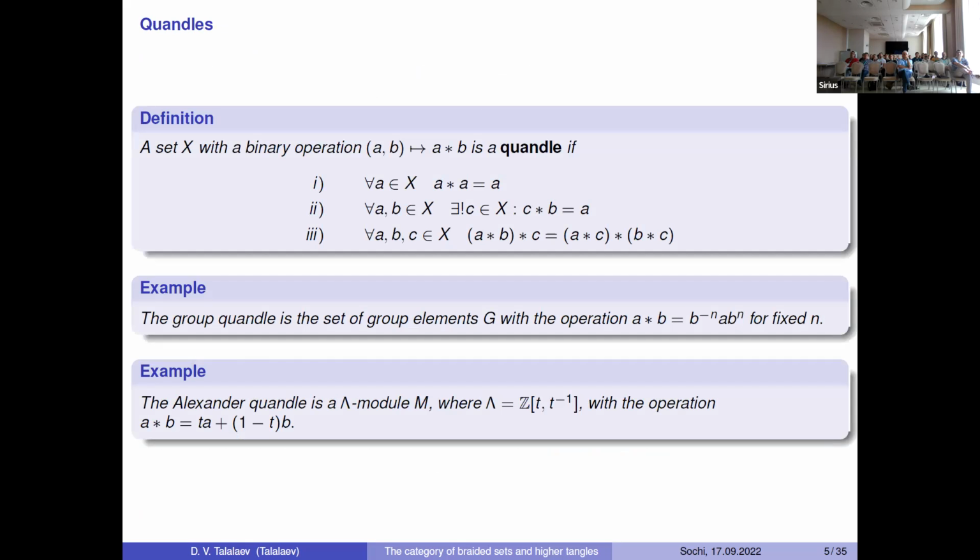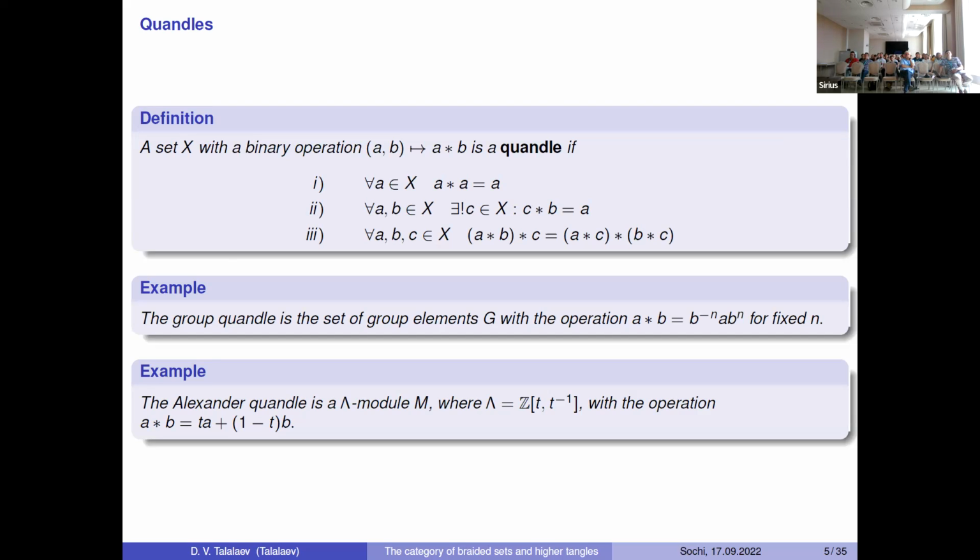This algebraic structure is related with another interesting algebraic structure, which is a quandle. A set X is said to be a quandle if there is a binary operation a star b satisfying this list of axioms. For example, if we have a group, we can associate a group quandle with it, which has the set G as its set, and the operation is defined in the first example just by applying the operation of conjugation in the group.